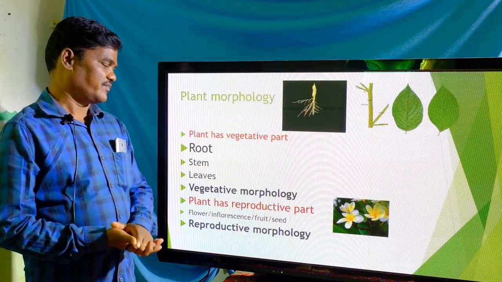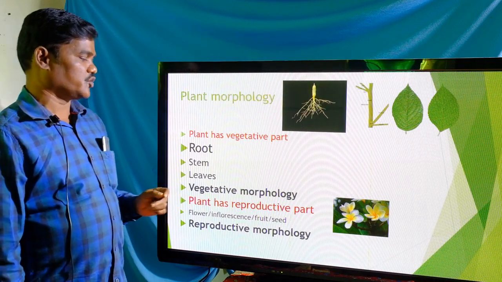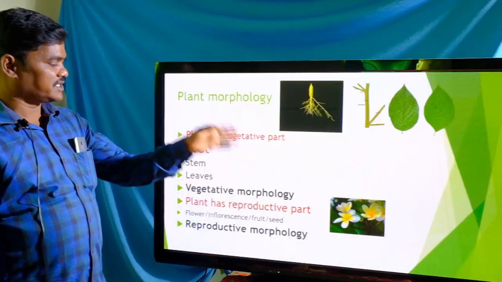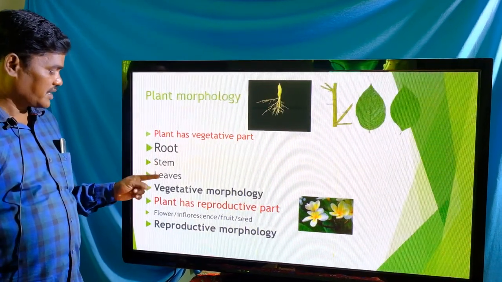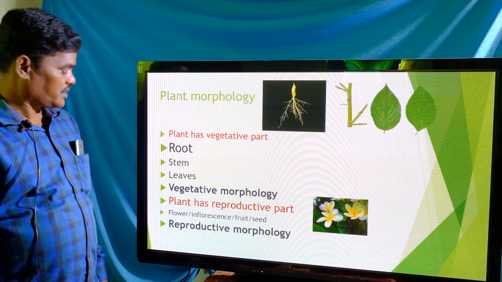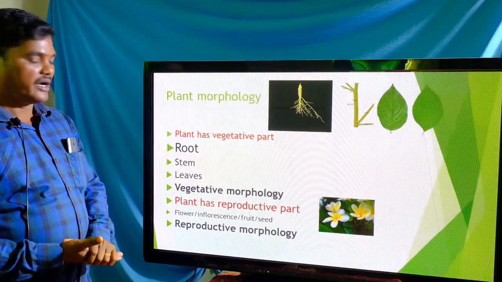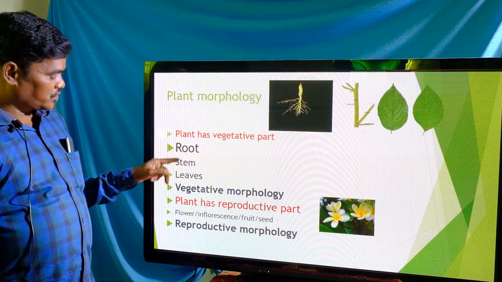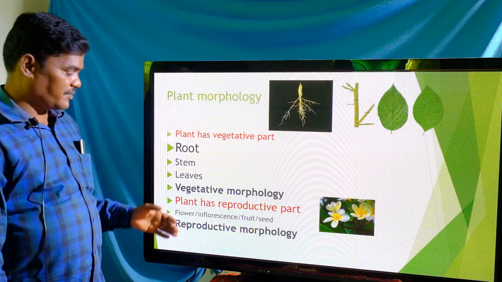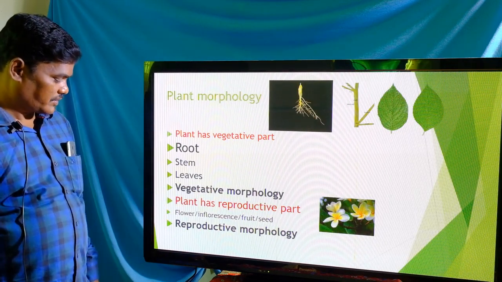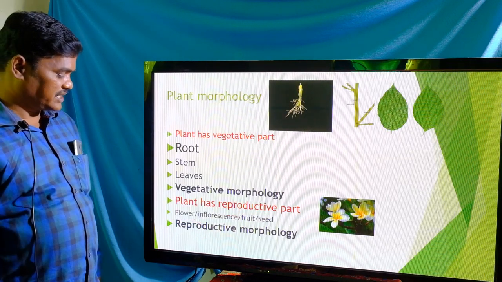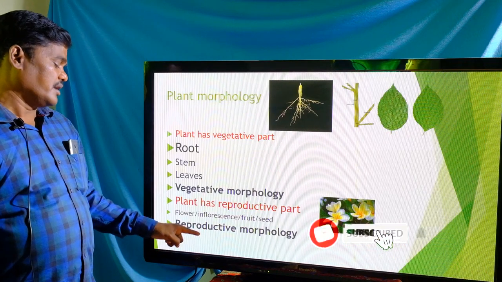In the plant, we have two sections. One is the vegetative part, another is the reproductive part. The vegetative part means root, stem, and leaves. The flower, inflorescence, fruit, and seed are the reproductive part. The root, stem, and leaves are explained with the help of external view, which is called vegetative morphology. The flower, inflorescence, fruit, and seed are described as reproductive morphology.